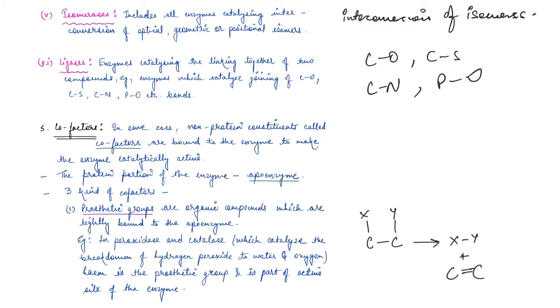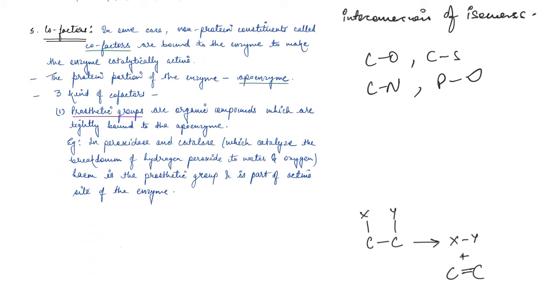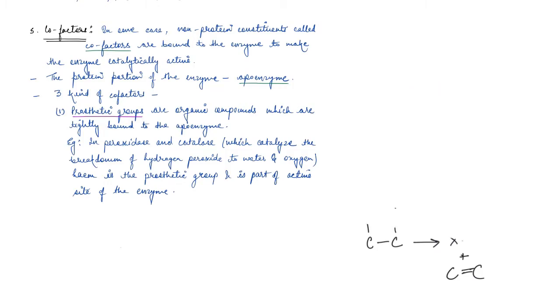Guys, the last topic is cofactors. So what are cofactors basically? Are these enzymes? Are these something else? So basically guys, enzymes are composed of what? They are composed of polypeptide chains, they are proteins, right? But sometimes there are non-protein constituents which work like enzymes, and these are known as cofactors. And what happens is they are bound to the enzyme to make that enzyme catalytically active.